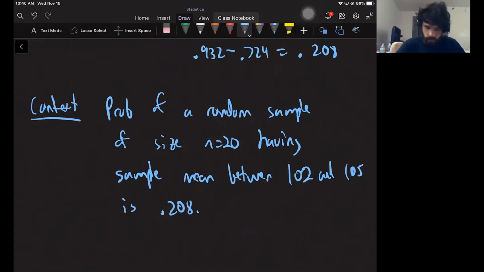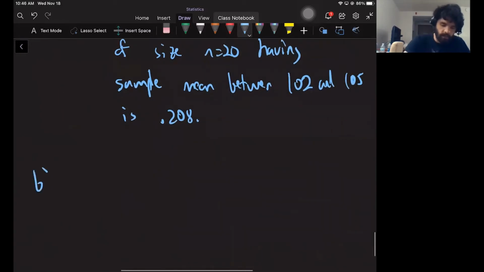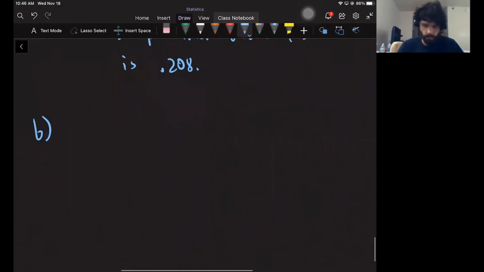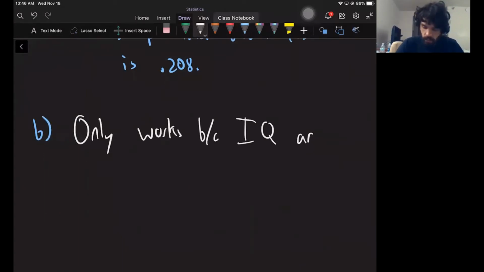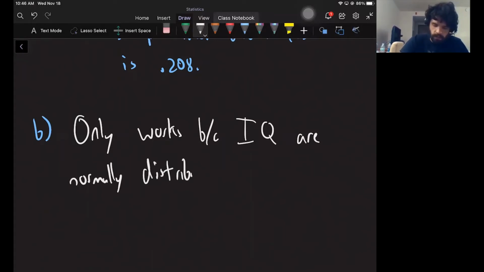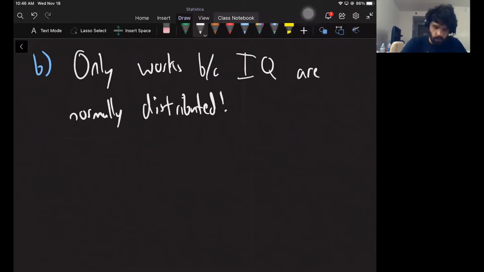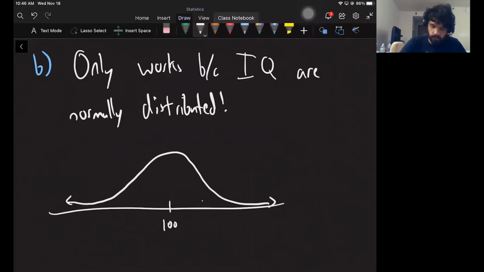Okay, so now for part B, we're not dealing with samples anymore. We're just dealing with IQs, and this only works because IQs are normally distributed. Otherwise, you wouldn't be able to use this bell curve stuff. So now we're not looking at this other distribution, we're just really looking at the original one, coming from having mean 100 and standard deviation 15.